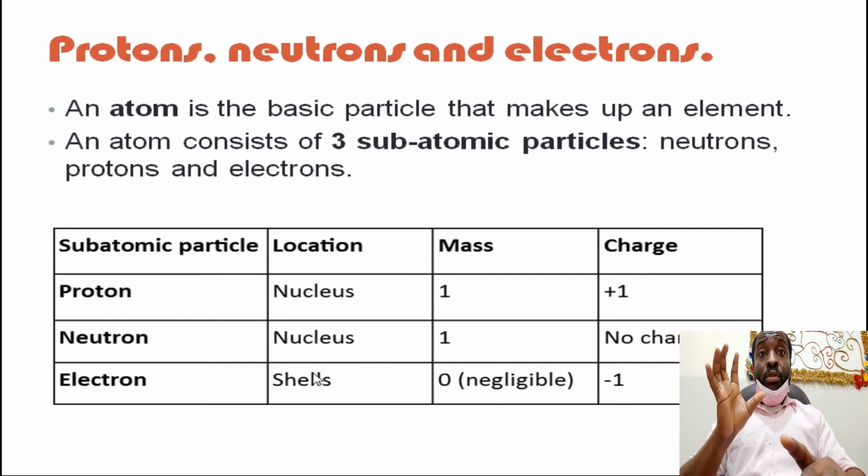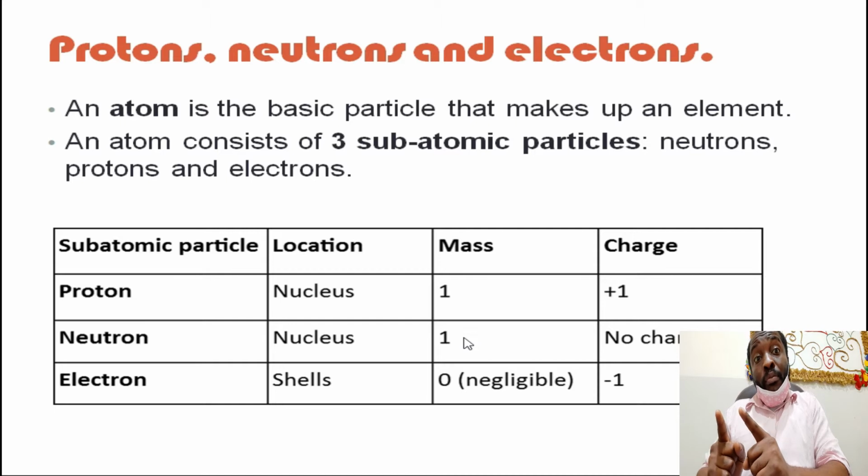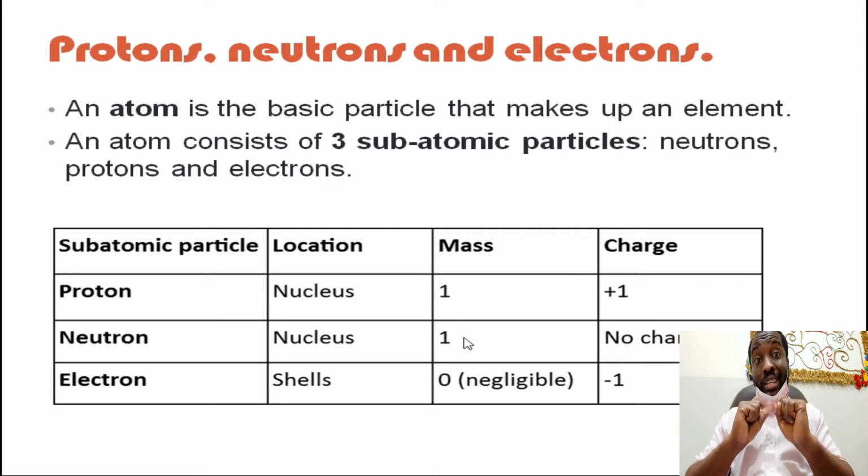I wish to also throw some little light as far as the location in the nucleus and the masses of the protons and neutrons are concerned. If we say that the protons and the neutrons both have a mass of 1 atomic mass unit and they are both found in the nucleus, we are indirectly saying that the mass of the atom is concentrated at the center, or the nucleus, of that atom. So let us take special note of that.